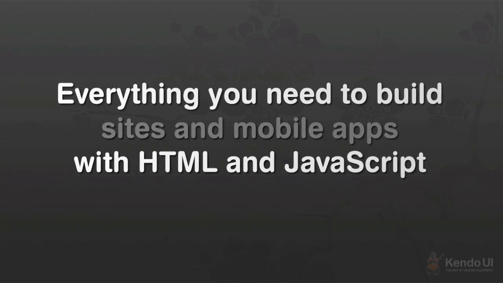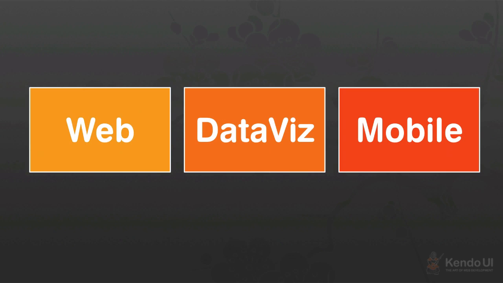and in the future. And we do that through 3 distinct pieces: Kendo UI Web, Kendo UI Data Viz, and Kendo UI Mobile. Kendo UI Web is one of the key pillars of Kendo UI and one of the first things we introduced when we started the betas for Kendo UI last year.